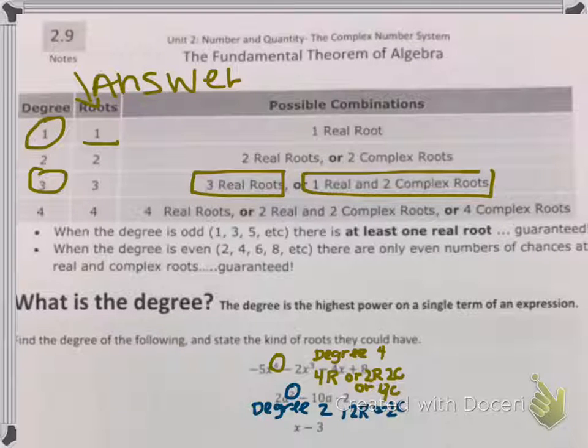This last one, when I'm looking for the power, I'm going to look at that power on the x, and the power is 1, so my degree equals 1. And how many solutions can I have? I can only have 1 real solution.